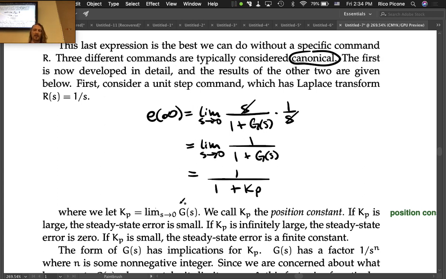So position constant Kp. If Kp is large, the steady state error will be small, right? So if Kp is like 10 million, then 1 over 10 million and 1 is a small number. So the steady state error will be small if the position constant's large, and if the position constant's small, then we're going to have a steady state error of 1, and you can also have Kp come out negative too, right? So that's another case you have to watch out for. So these are our cases for Kp.